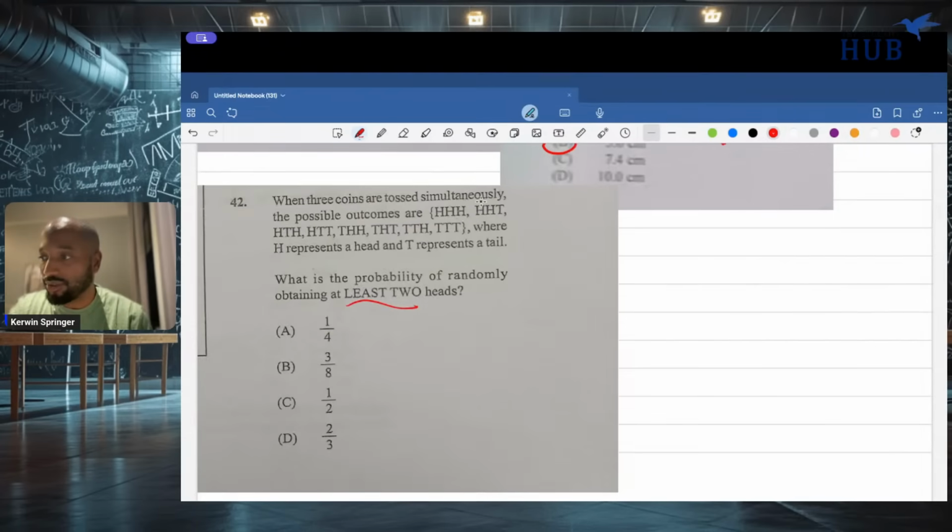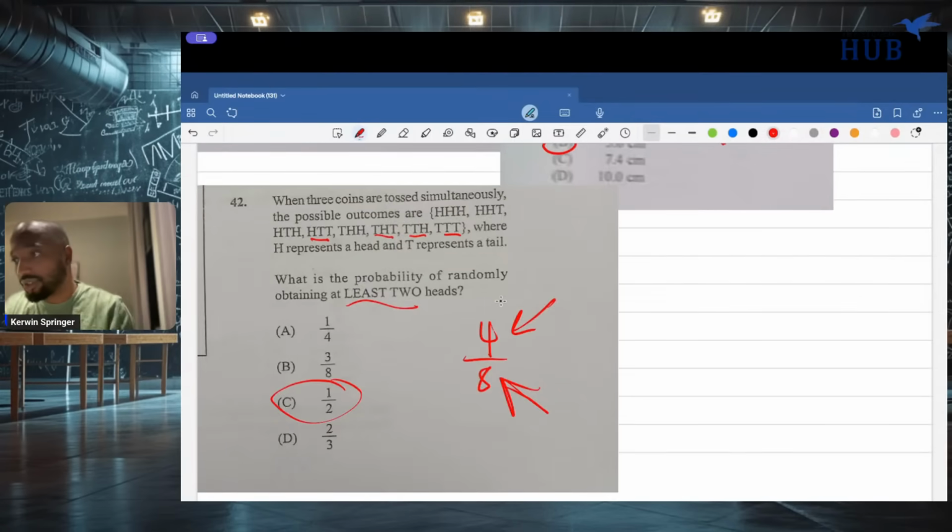It might be best to check and see which outcomes have at least 2 heads. You, and you. All the rest, oh, you do have at least 2 heads. So 1, 2, 3, 4. 4 out of 8, a half. Desired outcomes over total number of outcomes. At least 2 heads means if you get 3 heads, you're in too. So there are 4 situations like that.